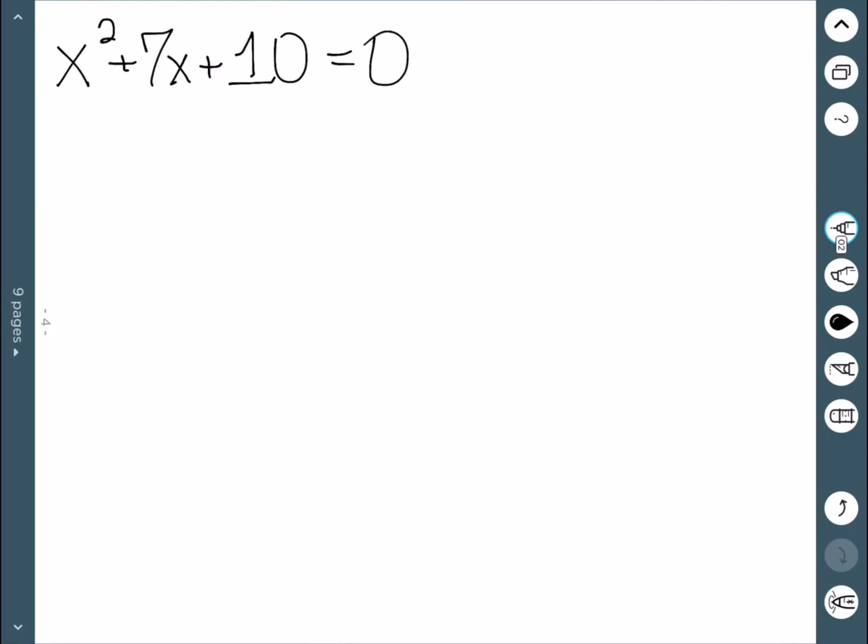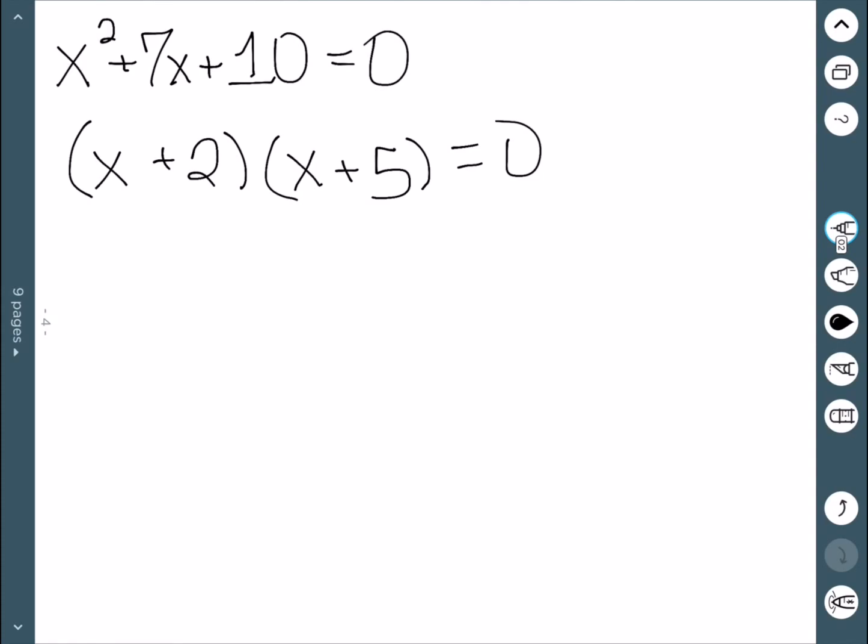The next equation, x squared plus 7x plus 10 equal to 0. Once again, we want to factor. I need two numbers that multiply to be 10 and add to be 7. And we can see that 2 and 5 satisfy this. 2 plus 5 is 7 and 2 times 5 is 10.